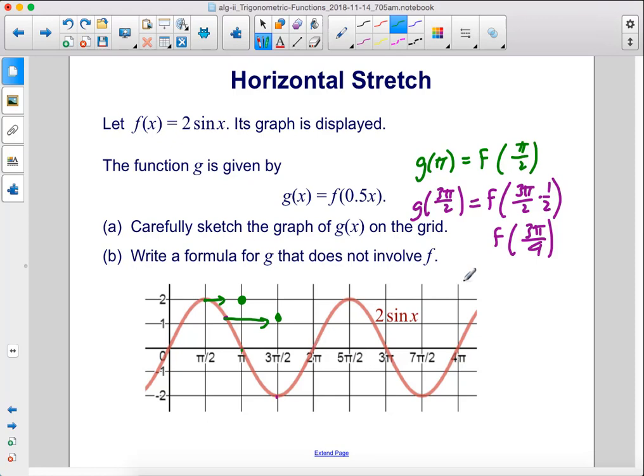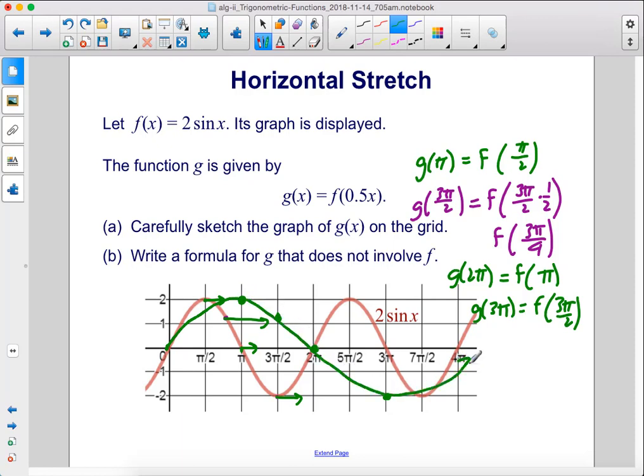Now what about 2 pi? G of 2 pi equals f of 2 pi over 2, or just pi. So this point has now moved over to here. All right, what about the point, let's plug in 3 pi. G of 3 pi equals f of 3 pi over 2. So at 3 pi over 2, we have this point. This is now moved to 3 pi. So if we sketch our graph, we have something that looks like this.